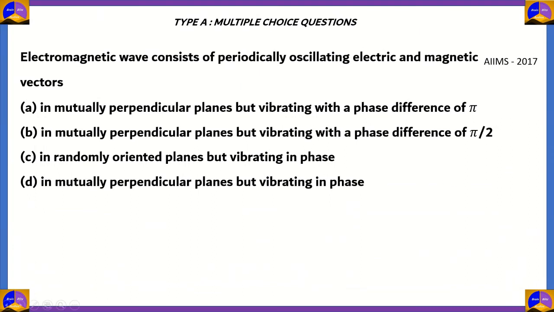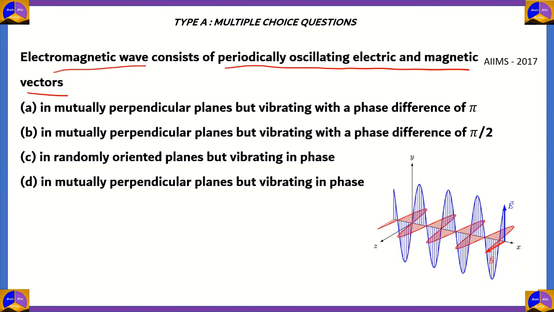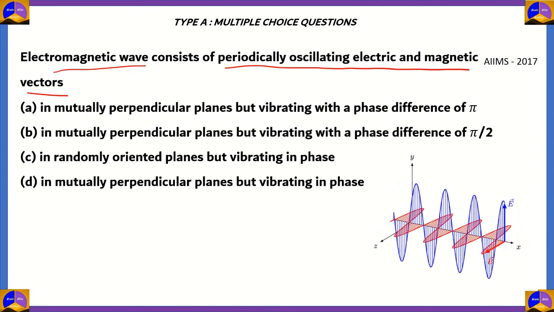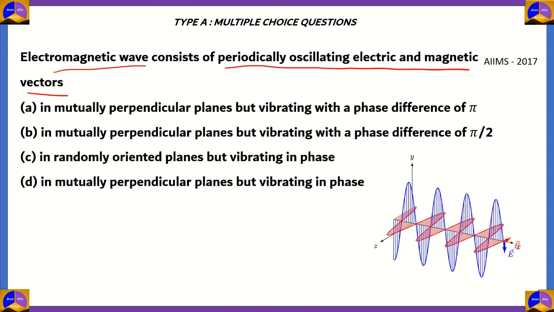So now we've reached the final question. An electromagnetic wave consists of periodically oscillating electric and magnetic vectors, and here we have 4 options regarding the plane of the motion of the electromagnetic wave and also the phase difference. Now, in order to solve this question, let's have an image of an electromagnetic wave in action. As you can see, this is how an electromagnetic wave propagates. Let's look at each of our options.